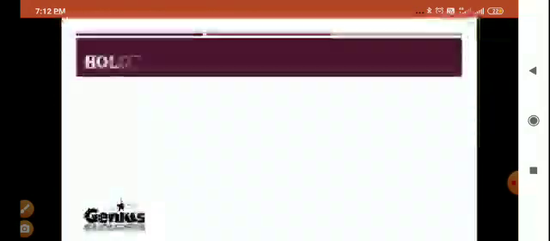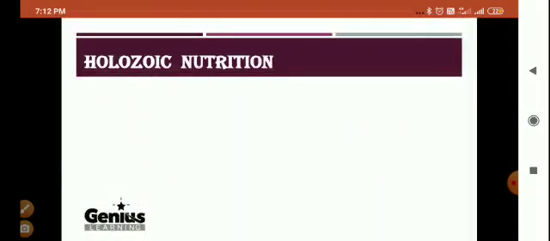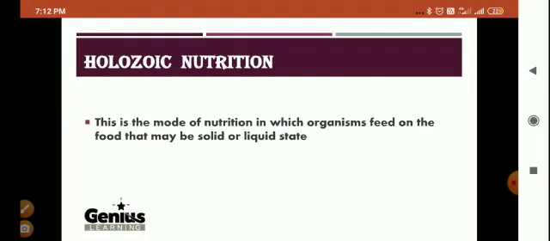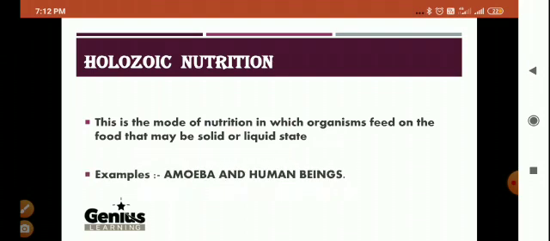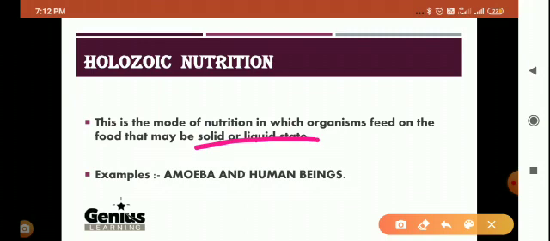Now, we are going to study the term Holozoic nutrition. What is Holozoic nutrition? This is the mode of nutrition in which organisms feed on food that may be solid or liquid. It means that the food the organisms are consuming is solid or liquid.